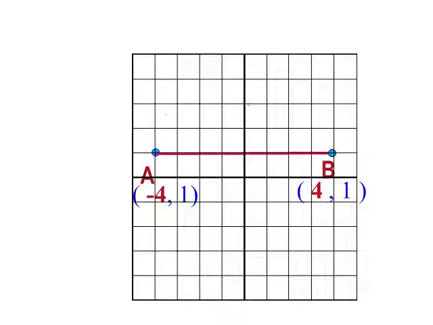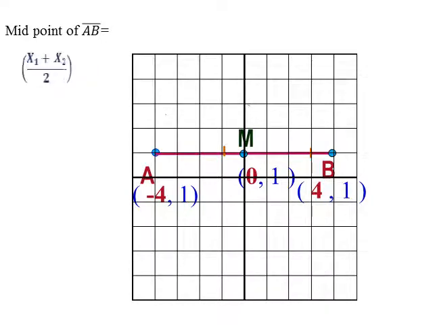How to find the midpoint? Count 1, 2, 3, 4, and also 1, 2, 3, 4. Here the midpoint lies at the point (0, 1). How to find the x coordinate of this point? It will be (x1 plus x2) over 2. So the point located in the middle of the distance from A to B, x will be calculated by the rule (x1 plus x2) over 2.